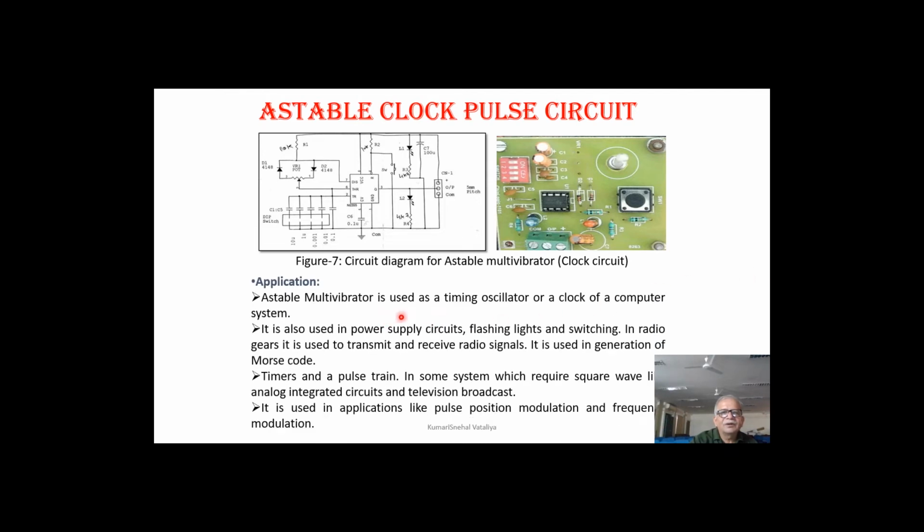The astable multivibrator is used as a timing oscillator or a clock for a computer system. It is also used in power supply circuits, flashing lights and switching. In radio gear, it is used to transmit and receive radio signals. It is used in generation of Morse code, timers and a pulse train. In some systems, we require a square pulse train, analog integrated circuits and television broadcast. It is used in applications like pulse position modulation and frequency modulation. These are various applications of IC 555.